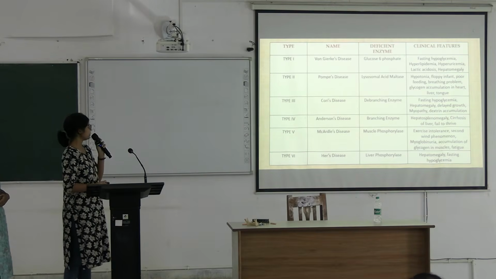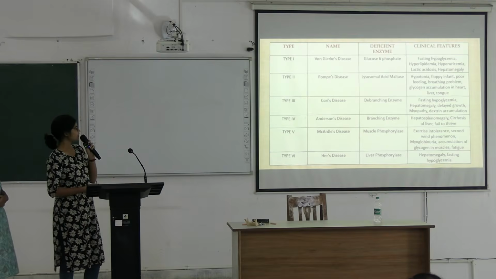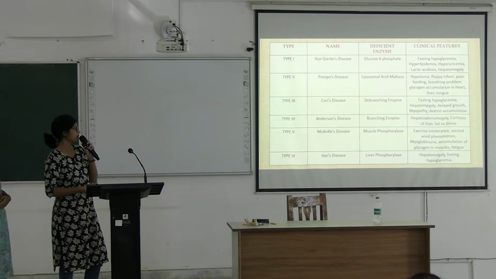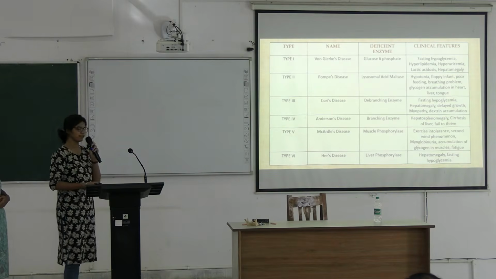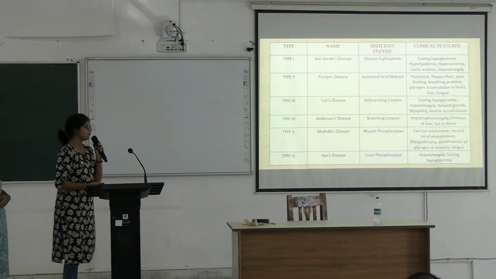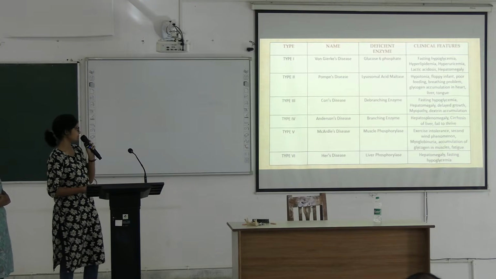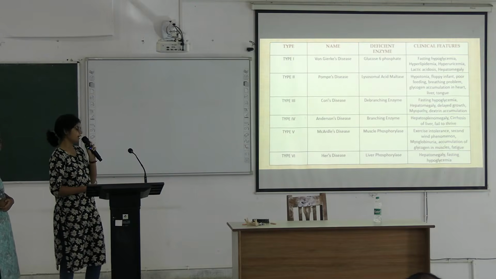Type 5 is McArdle's disease, which occurs due to deficiency of muscle phosphorylase. Clinical features are exercise intolerance, myoglobinuria, and accumulation of glycogen in muscles and liver, which causes fatigue. Type 6 is Hers' disease, which occurs due to deficiency of the liver phosphorylase enzyme. The clinical features seen are hepatomegaly and fasting hypoglycemia.